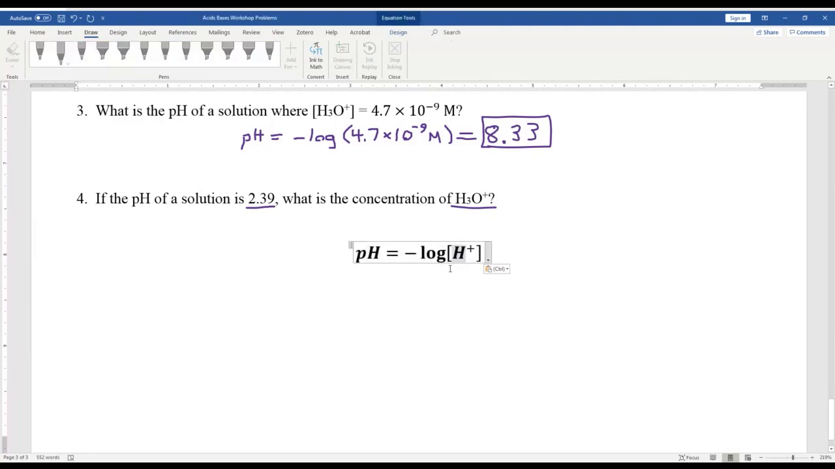All right, but in this case, I'm given the pH and I have to solve for the H3O plus or H plus concentration. The problem with that is I have to do a little bit of logarithmic algebra. The first thing I want to do is multiply both sides by -1. That's going to give me negative pH is equal to the positive log.